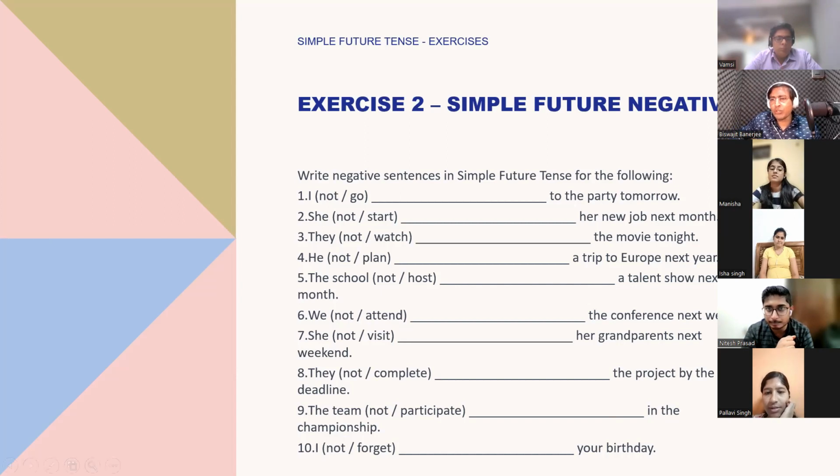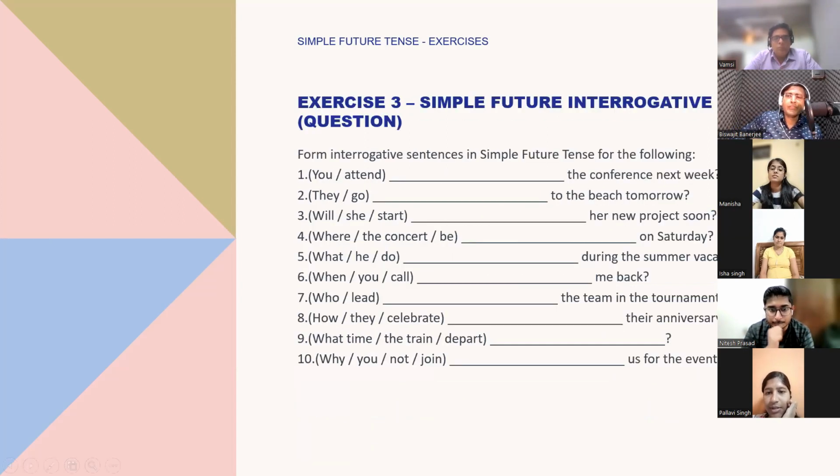Now we move on to interrogative, simple future interrogative kind of sentences. Form interrogative sentences in simple future tense for the following. Dash, that is you, and attend are the cues. The conference next week. So what will be the solution? Will you attend the conference next week? So that is going to be the solution.